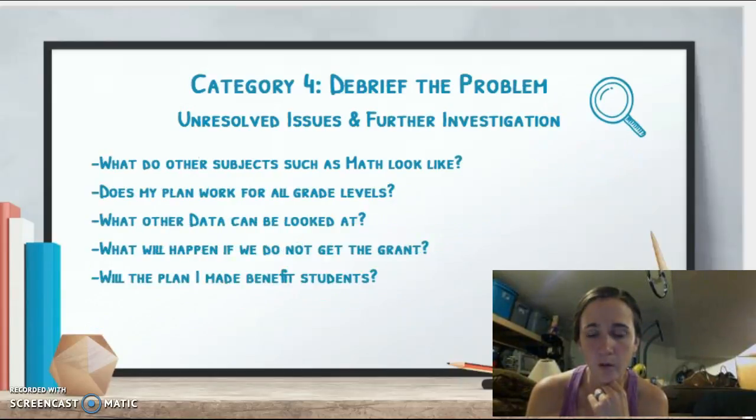So category 4, unresolved issues and further investigation. What do other subjects such as math look like? Looking at the data scores, the math scores for the standardized tests are very similar to the reading. So is math another area that needs to be looked at and needs to have a plan done for it, or is it just reading? I would bring that up to the PTO to get their input as well. I would also bring it up to the staff.